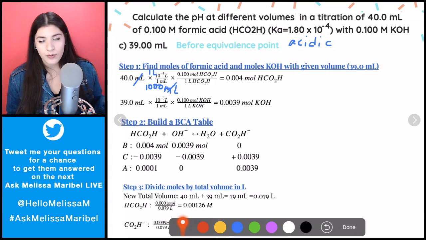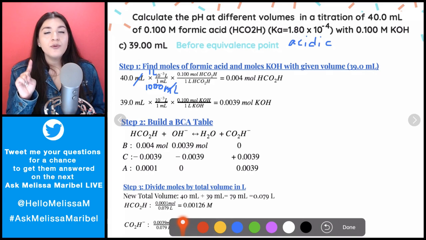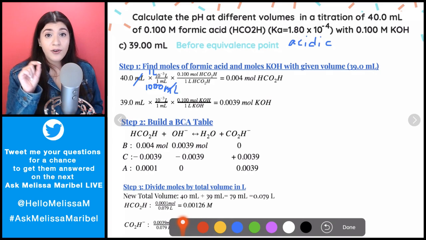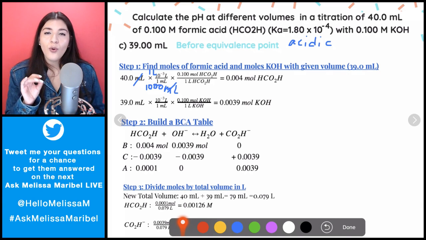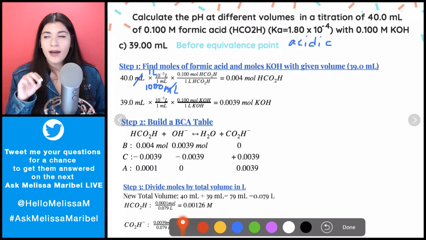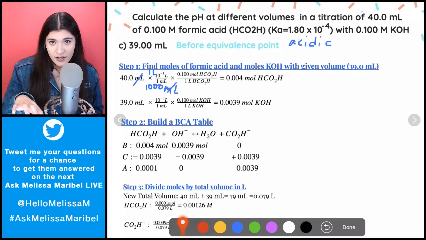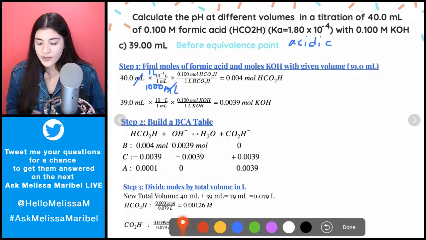There are two different tables, all right? There's an ICE table and a BCA table. An ICE table, you use for molarity, for concentrations. For a BCA table, you use only moles. That's the main difference that I want you to note, okay? ICE tables only use concentration, so molarity, moles divided by liters. For BCA, you only use everything in moles. So that's what we have now.